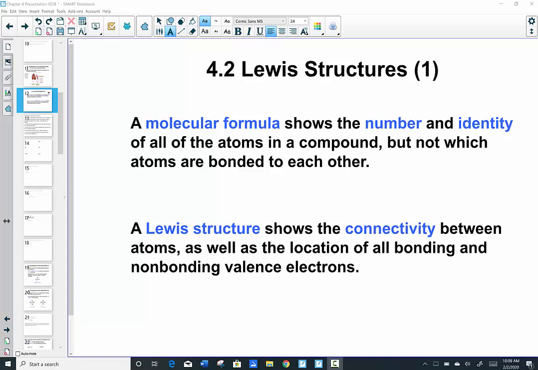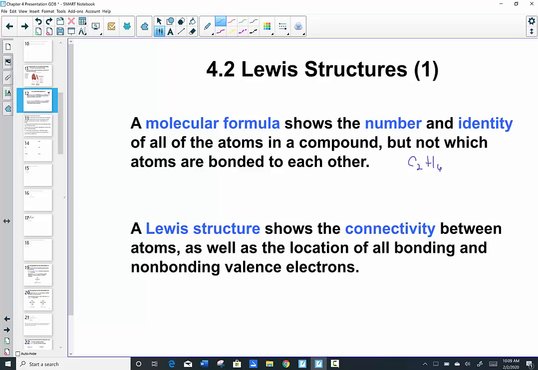Hey, we're going to pick up some lessons with Lewis dot structures in 4.2, beginning with the definition of a molecular formula. Once again, we know that it shows the number and identity of all the atoms in a compound. But what it lacks is showing us the connectivity of how the atoms are bonded to one another.